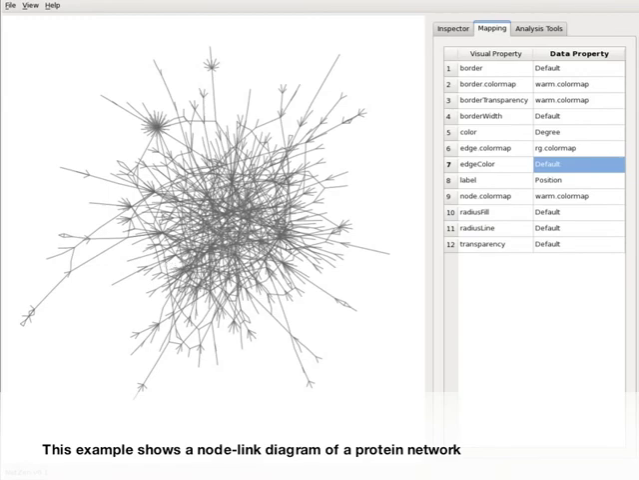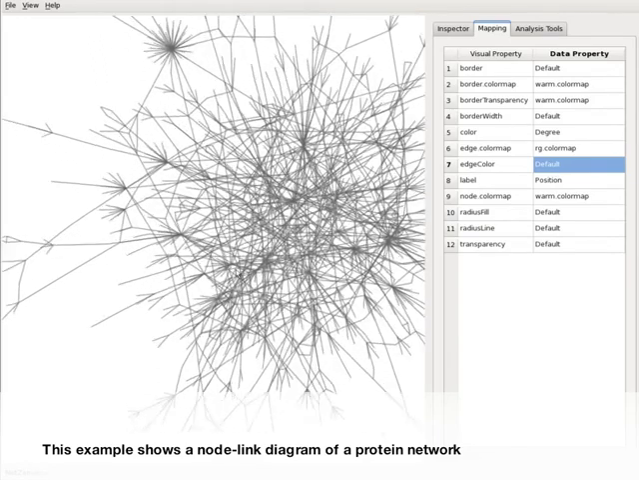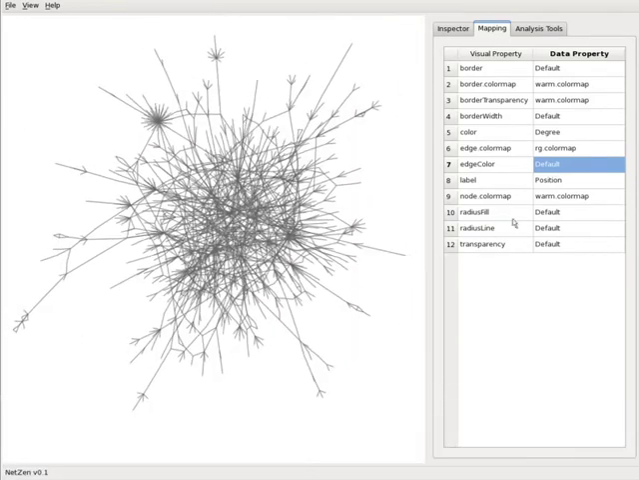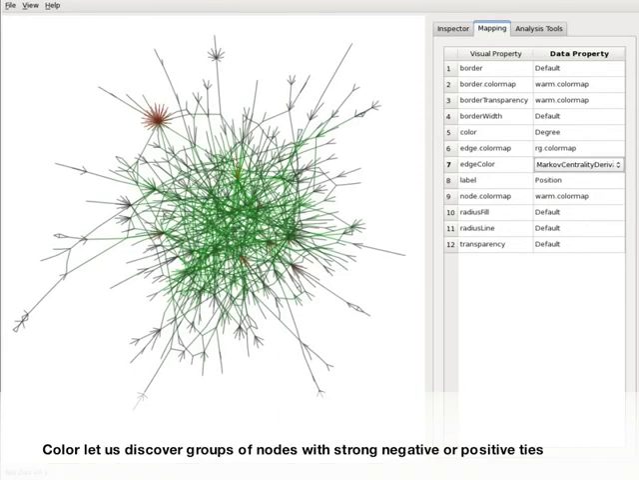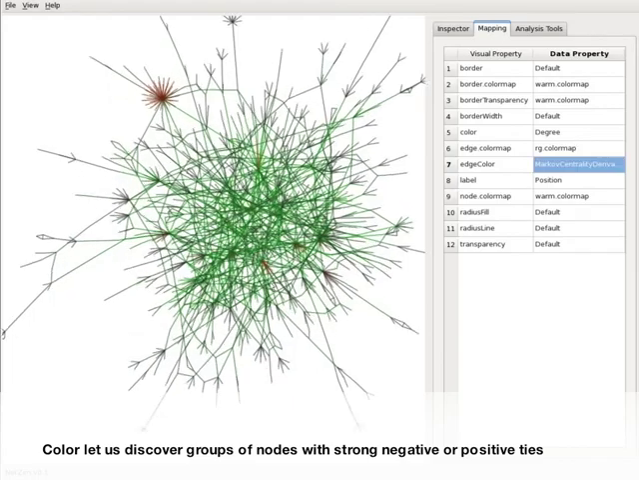This example shows a node link diagram of a protein network. Color lets us discover groups of nodes with strong negative or positive ties.